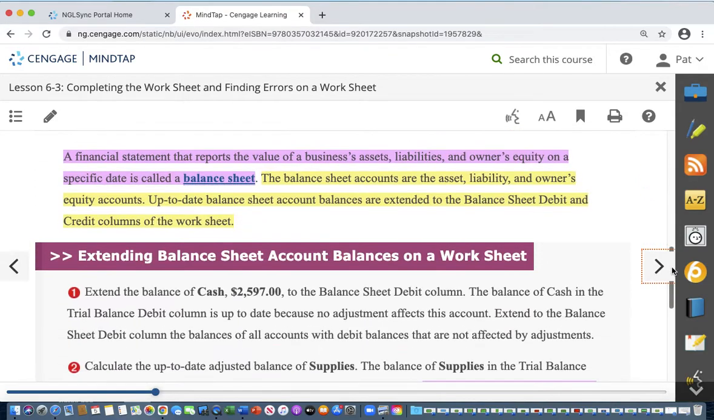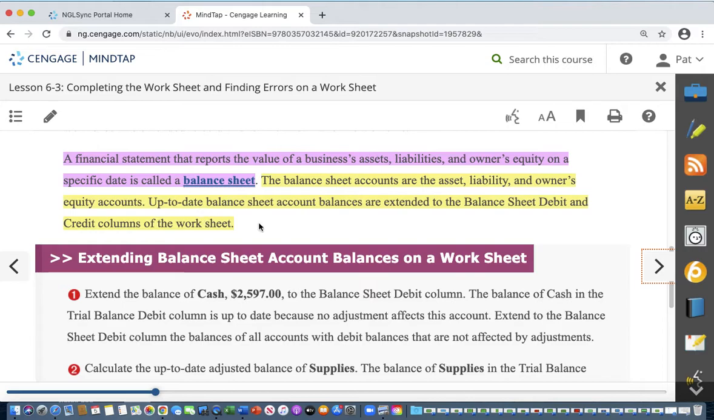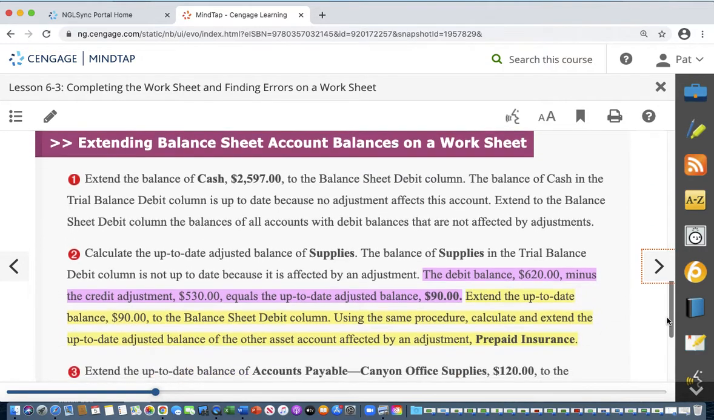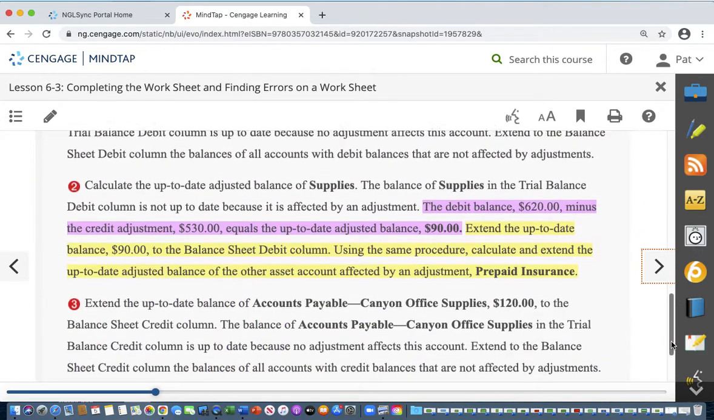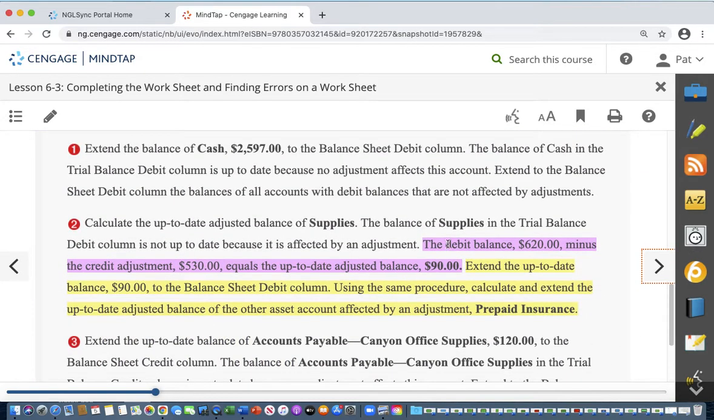Okay, and it talks about that right here. If you need help understanding how to take those numbers over to the balance sheet, they have some step-by-step. I don't know if you're going to have to do it on the test, and this is the only tricky part, other than copying the number from one debit column to the other debit or one credit to the other. So I just highlighted this, letting you understand, hey, how did you get 90? You took 620 minus the adjustment to get the updated 90. Okay?